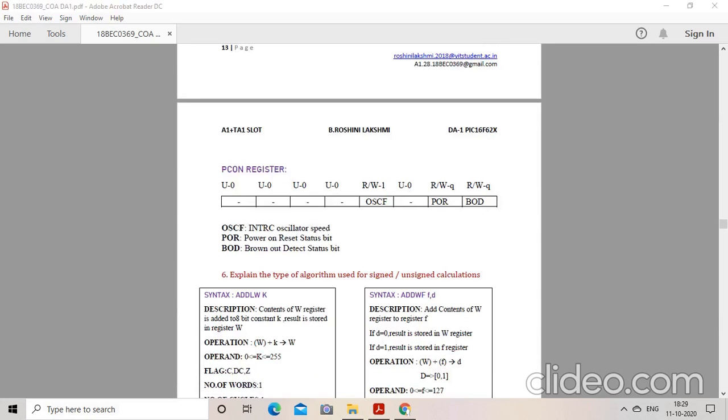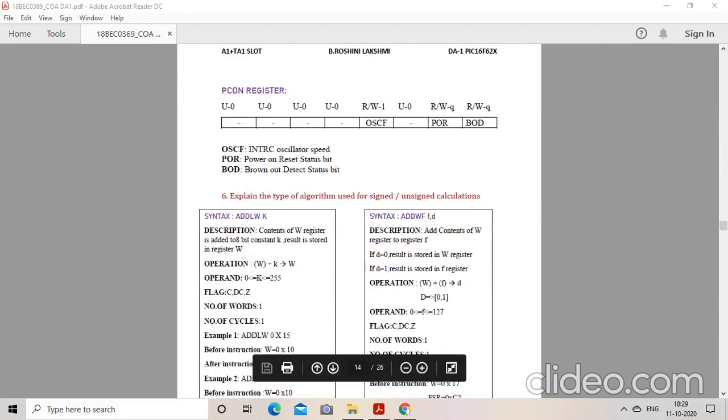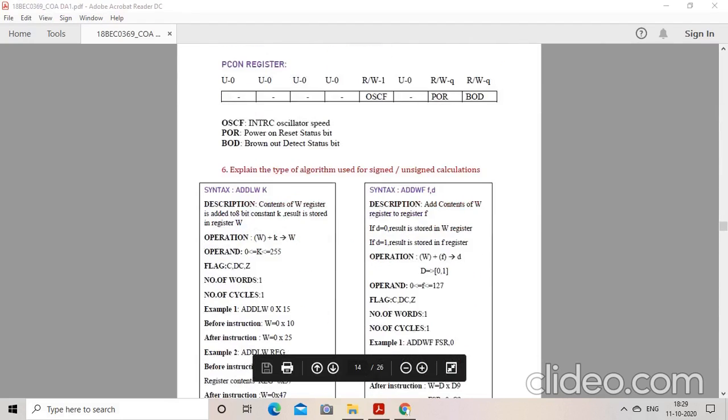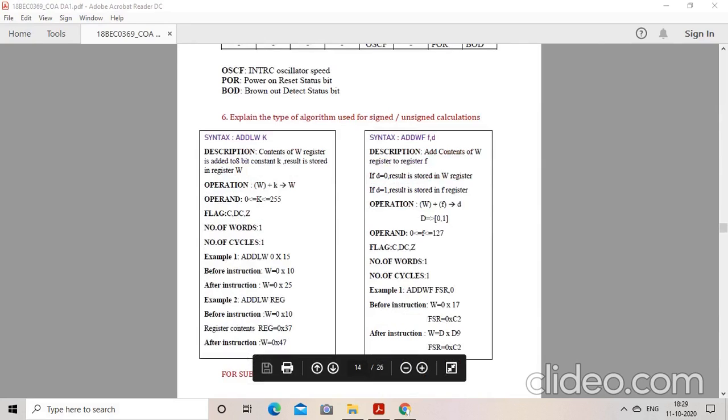The sixth question is to explain the types of algorithms used for signed or unsigned calculations, and these are the two algorithms for addition. The syntax is ADDLW K, and the other syntax is ADDWF F, D. The operation involved is that the contents of the W register are added to a constant K, and the result is stored back in the register W. Here the flags affected are C, DC and Z.